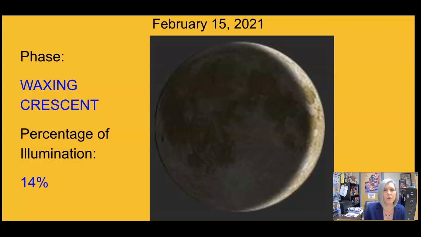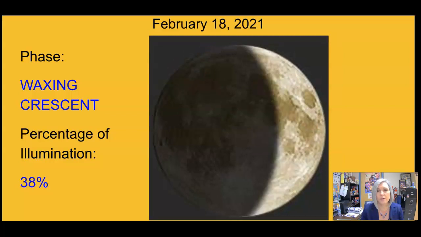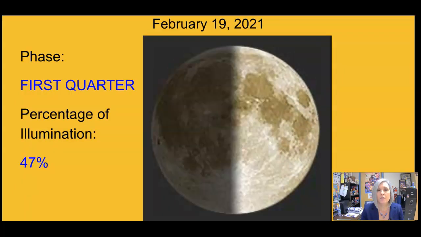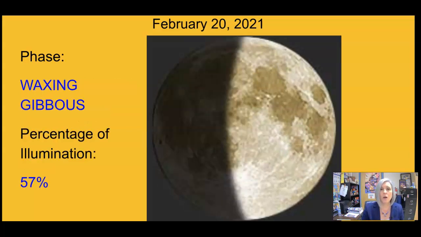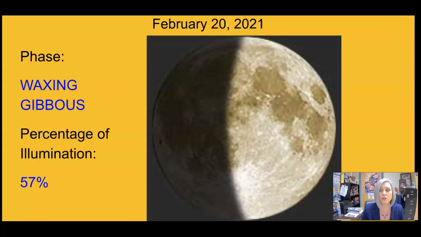If we start here on what would have been last Monday, you see that we're at a waxing crescent at 14%. Pay attention to what's happening on the right side of the moon as I advance. Here's Tuesday, Wednesday, Thursday, Friday. You notice we are now up to 47% illumination. You see that advancing on the right-hand side of the light. On Saturday, the 20th, we jumped to 57%. So if we look here, 47% to 57%, a large change.